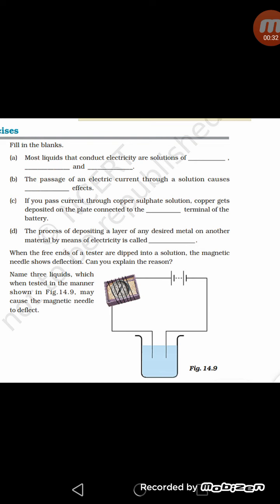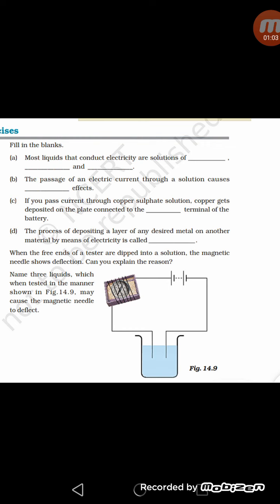Second one is the passage of an electric current through a solution causes chemical effect, means some chemical changes. Third, if you pass current through copper sulfate solution, copper gets deposited on the plate connected to the negative terminal of the battery. Definitely the copper will deposit to the terminal which is connected to the negative terminal of the battery. Negative terminal of the battery means which is connected to the cathode. Negative terminal is called the cathode.